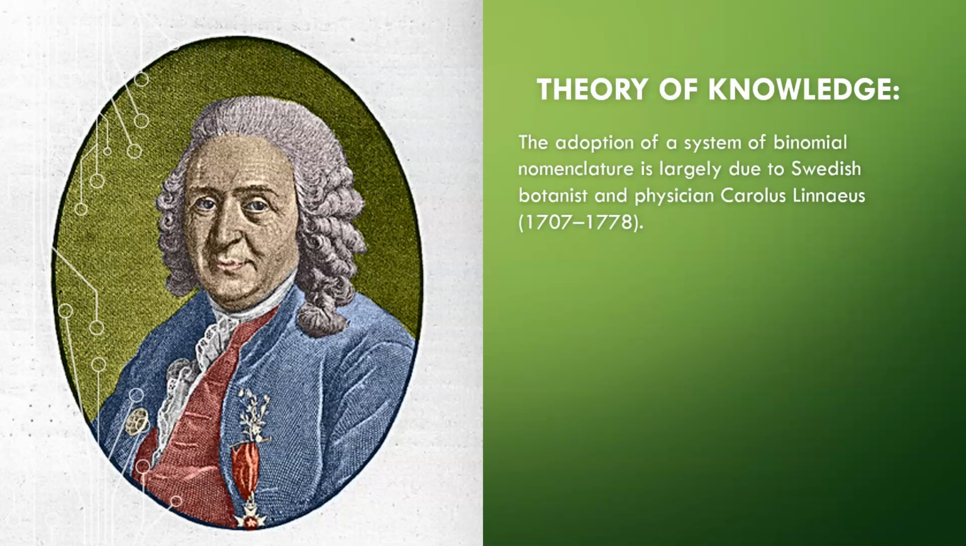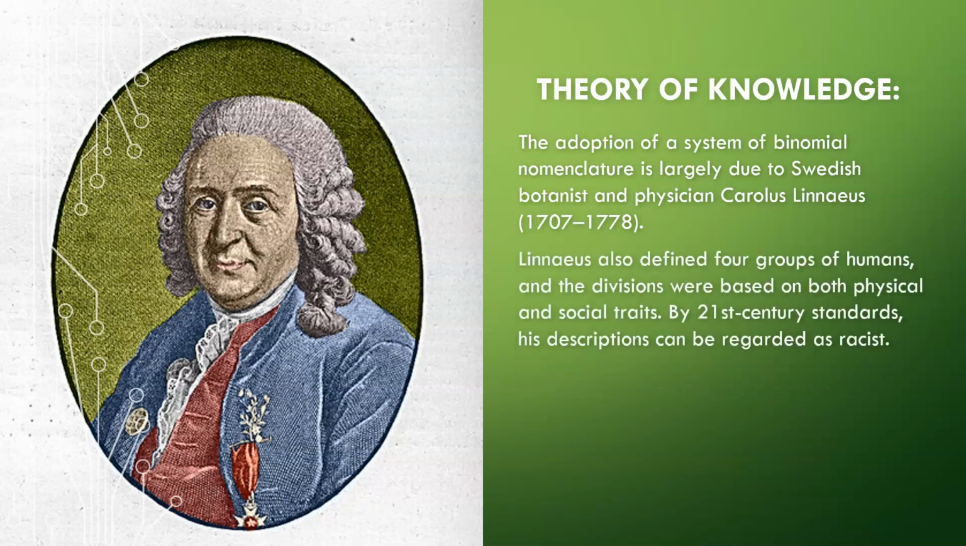Okay, so we're looking at the adoption of a binomial system of classification. This was developed by a Swedish botanist called Carl Linnaeus, who identified 4 groups of humans, and the divisions were based on both physical and social traits. By 21st century standards, his descriptions would now be regarded as racist.